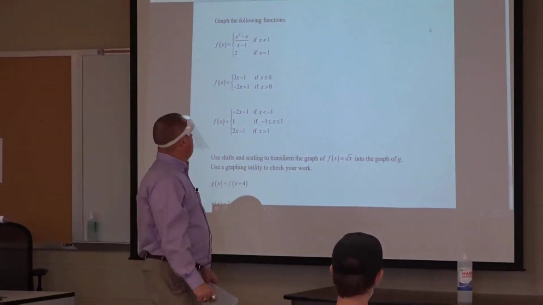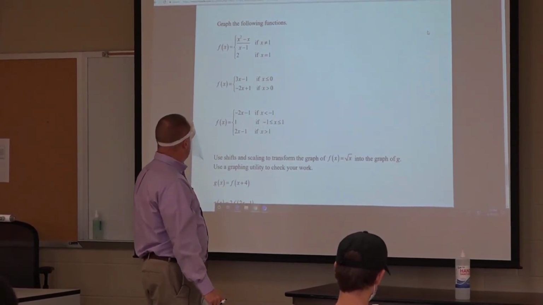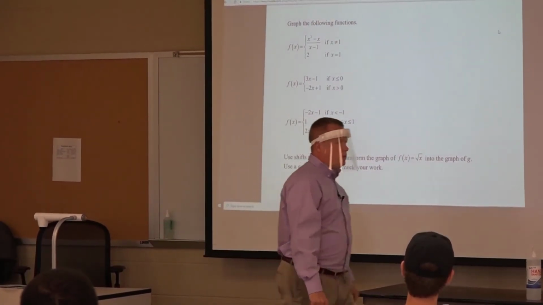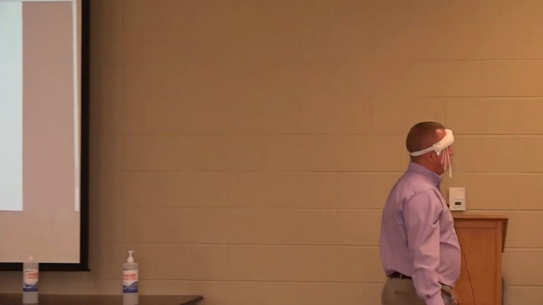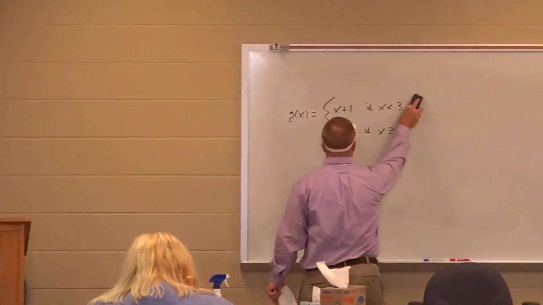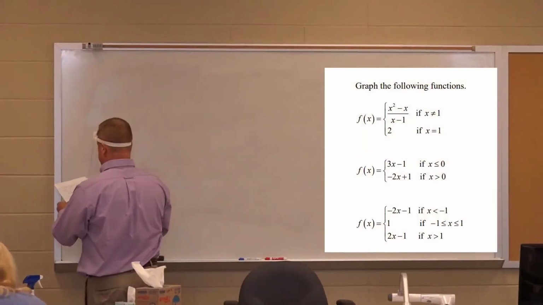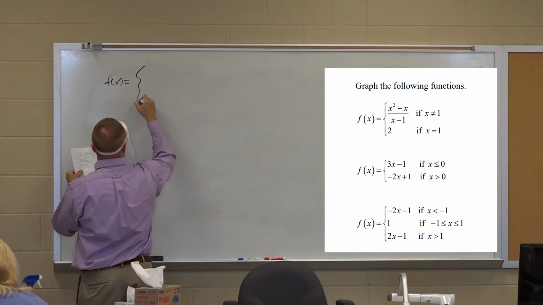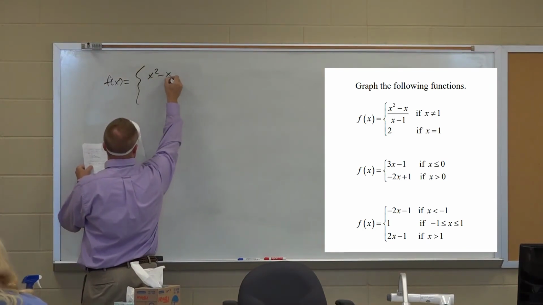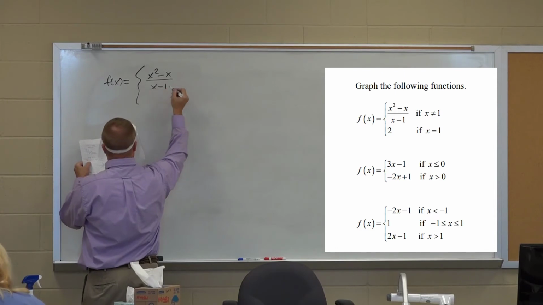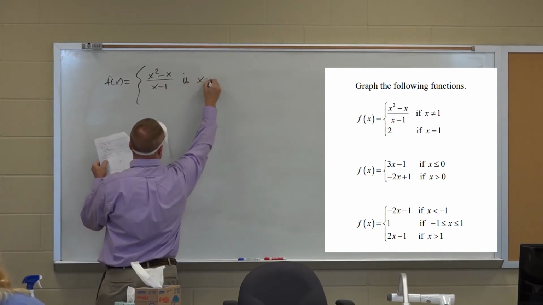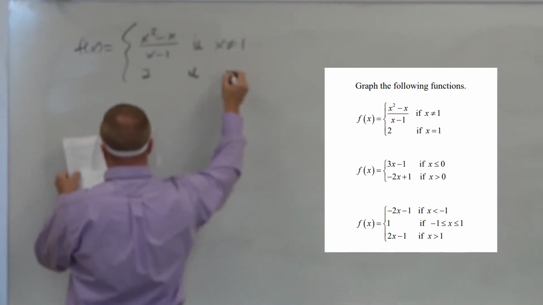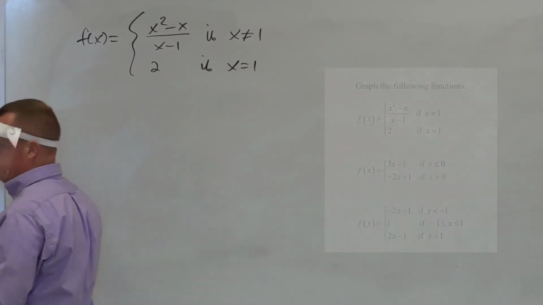All right, graph the following functions. That first one looks rough. Oh, it's not though. Good. So let's just take each of these and graph them. These are piecewise functions. First we've got f of x equals x squared minus x over x minus 1 if x does not equal 1, and we've got 2 if x equals 1.